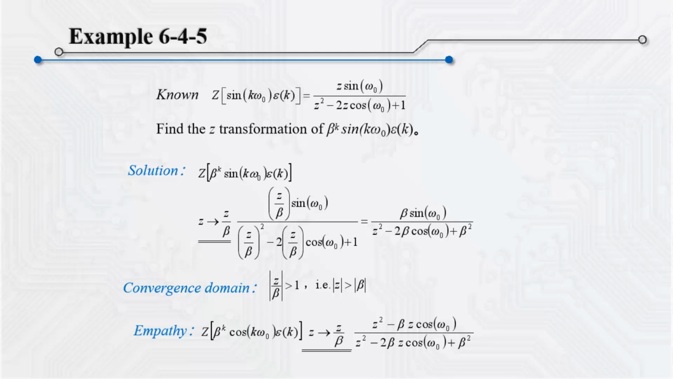We bring it in and organize. You can see that this is the final result. Notice the changes in the convergence domain, because the scale factor has changed accordingly. The convergence domain has also changed. Similarly, if we add the scale factor to another sequence, then the transformation is very similar. The final result is such a result. You can look at the corresponding comparison.